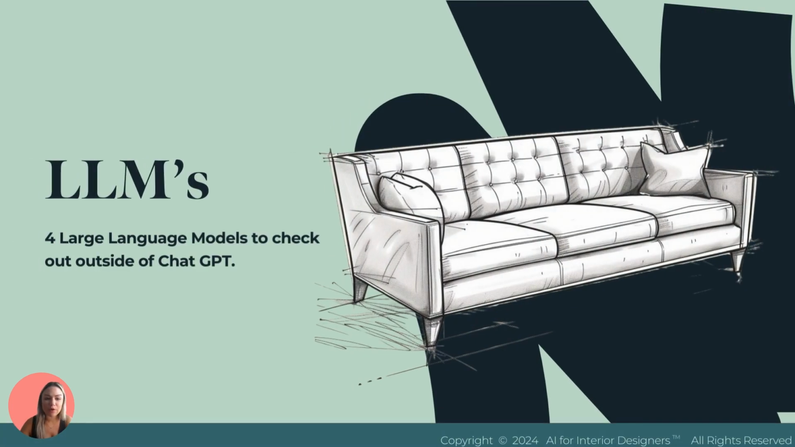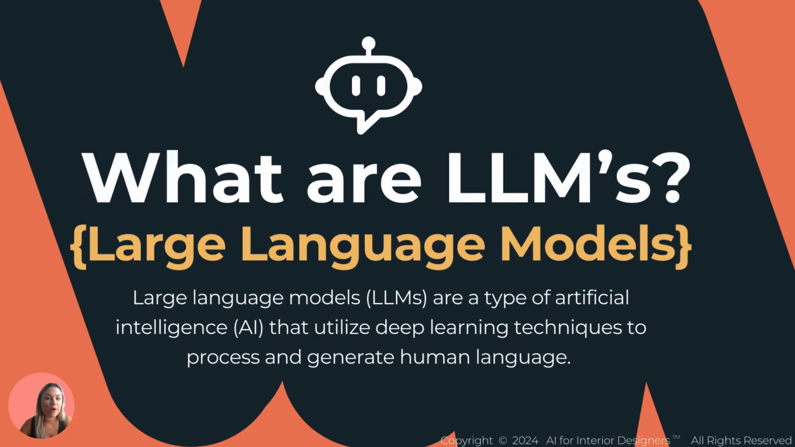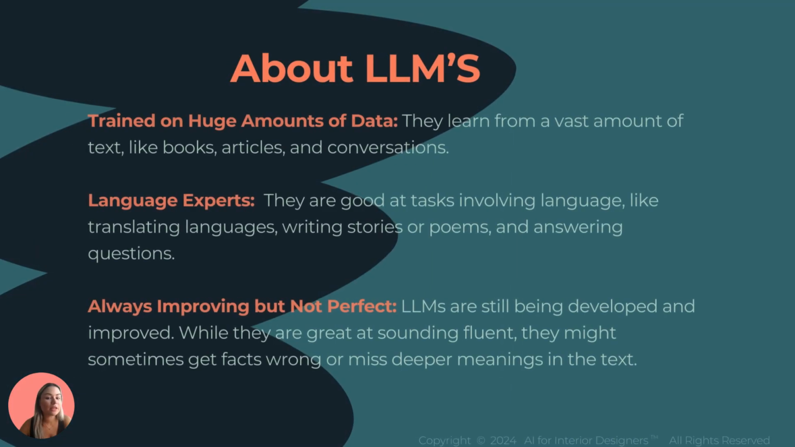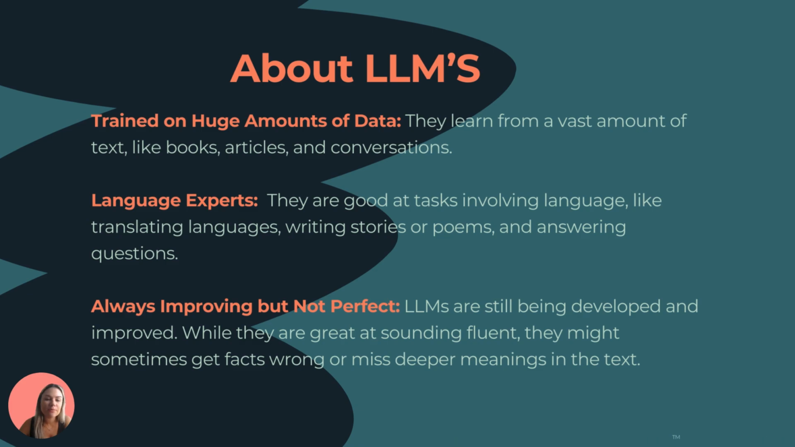So let's talk about LLMs. Technically, ChatGPT is an LLM, but there's others. So what are LLMs? LLM stands for large language model. And so basically what this is, it's a type of AI that utilizes deep learning techniques to process and generate human language. So it can speak like us. So basically, what that means is it was trained on large amounts of data that humans have written. So books, articles, conversations, so that it can speak like us and answer questions like us.